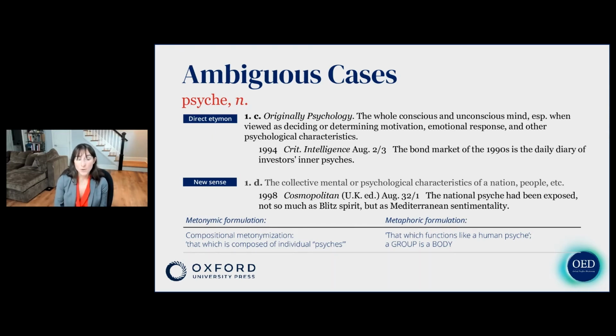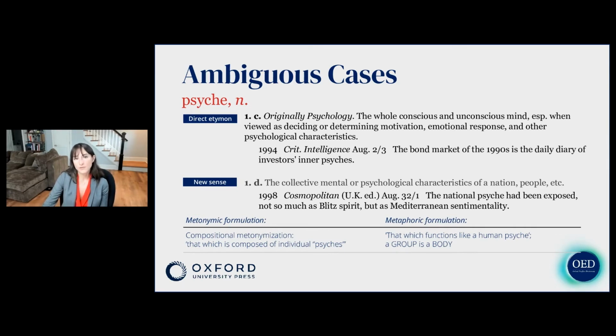And so you have the direct etymon of psyche in terms of the conscious and unconscious mind of an individual person. And the new sense from the sample is the notion of a collective psyche. And so the metonymic formulation would be a compositional metonymization, where you have the psyche in the sense of the collective mental or psychological characteristics being that which is composed of individual psyches in sense 1c. The metaphorization would be a functional comparison, that the collective psyche is that which functions like a human psyche in the sense of 1c.